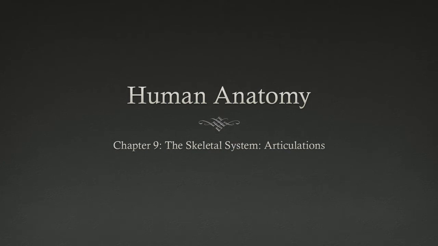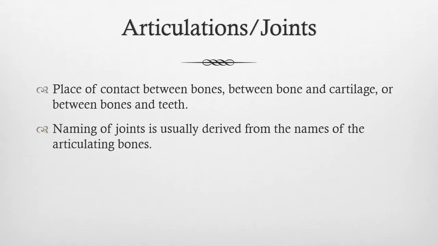Now we'll talk about the skeletal system as far as the articulations go, and so talking about the joints of the skeletal system. Since one of the skeletal system's main functions is to allow for movement of the body in a more efficient manner, we need to talk about the joints as far as their ability to work within the body itself.